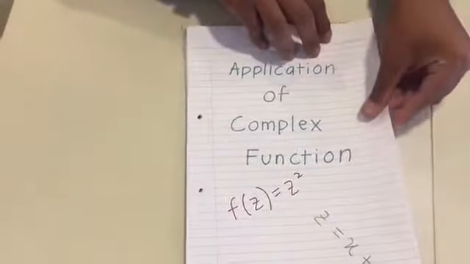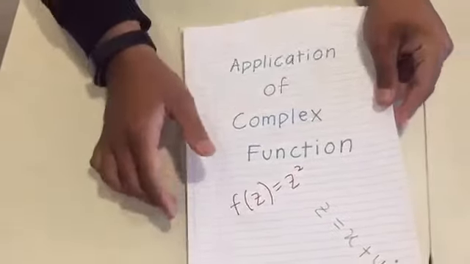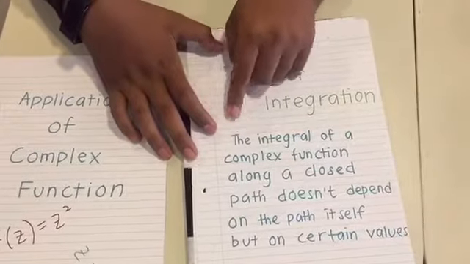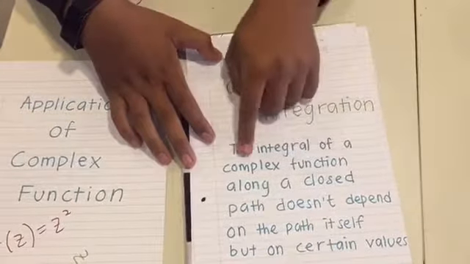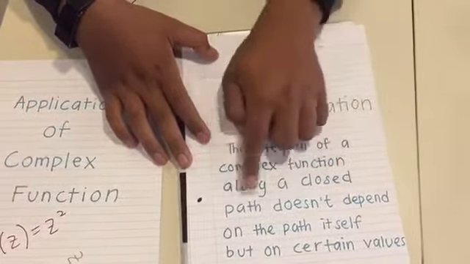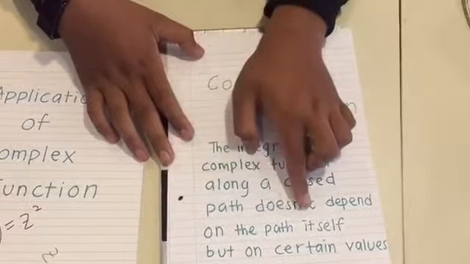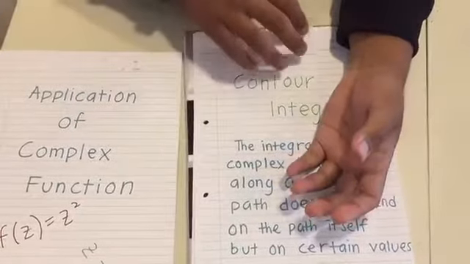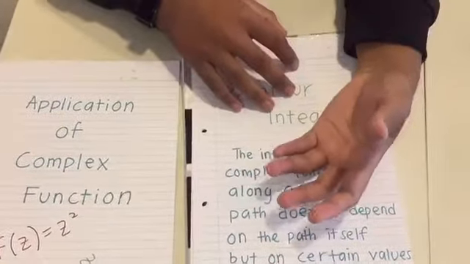The application of complex function that I selected is contour integration, meaning the integral of a complex function along a closed path doesn't depend on the path itself, but on certain values, meaning that it has residues and also zeros and also singularities.